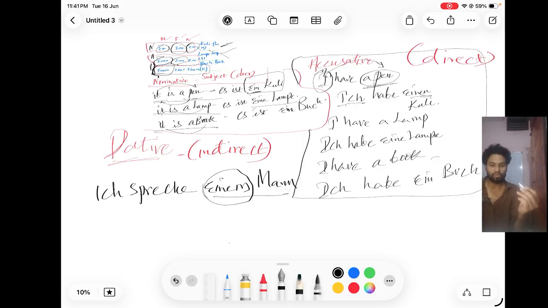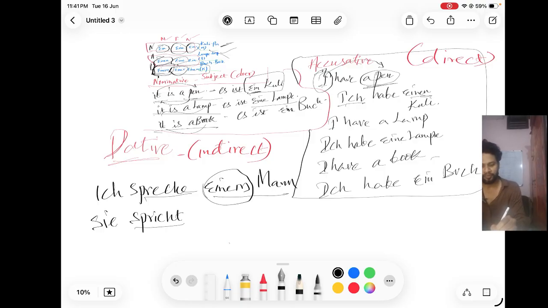She is talking to a lady. Lady is a Frau. It's feminine. So here, what is dative feminine? Einer. She is talking to a lady. "Sie spricht," S-P-R-A-C-H, spricht. These vowel changes, everything we discussed in my previous class. If you have doubts, please ask me. "Sie spricht einer Frau." Is it clear?